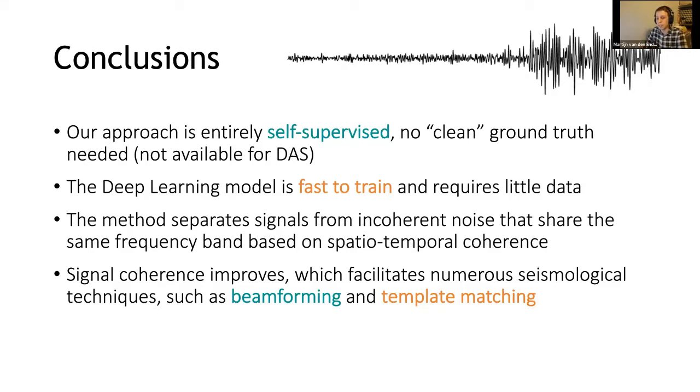And then after training, we can separate signals of interest from the noise, even if they share the same frequency band. And finally, signal coherence also improves substantially, which may aid coherence-based seismological techniques like beamforming and template matching.